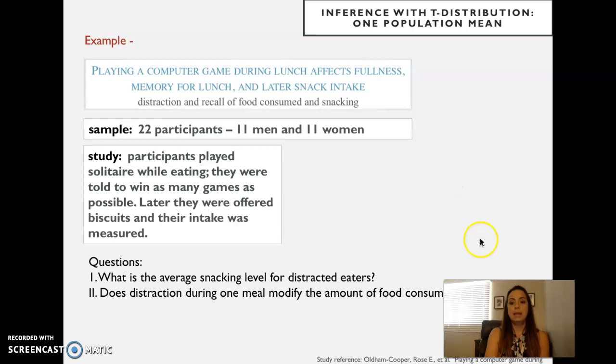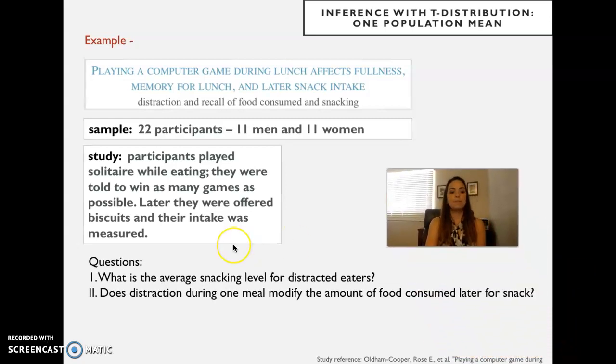Now, we have some questions to answer here. Question 1: What is the average snacking level for distracted eaters? They were distracted, we looked at their consumption of snacks that were offered to them, in particular biscuits, and now we want to know what's the average. Question 2: Does distraction during one meal modify the amount of food consumed later for a snack? Okay, so imagine we have these two questions. Let's address the first one first.